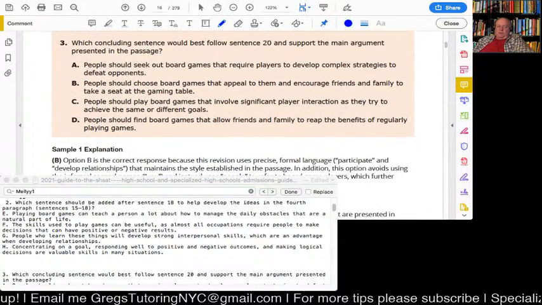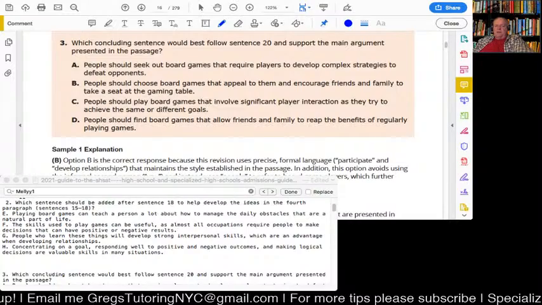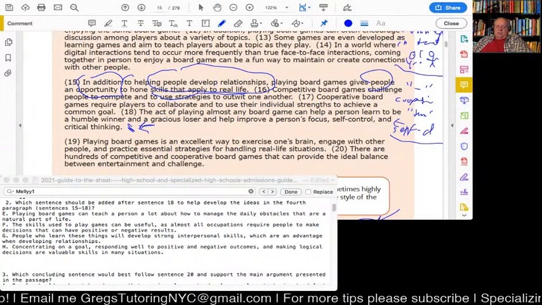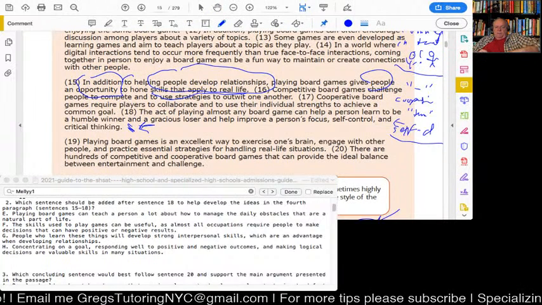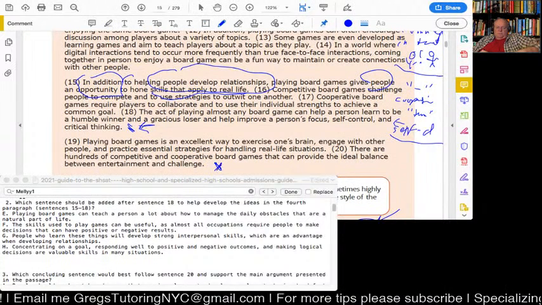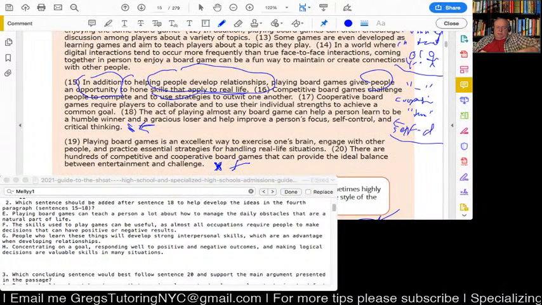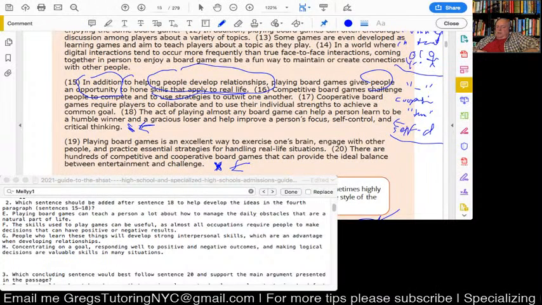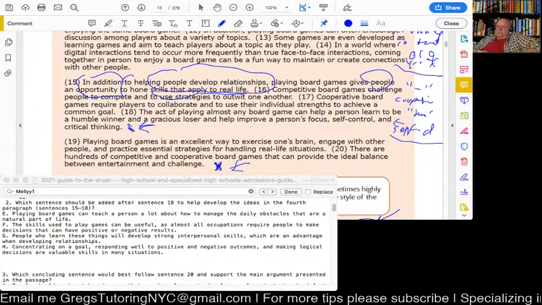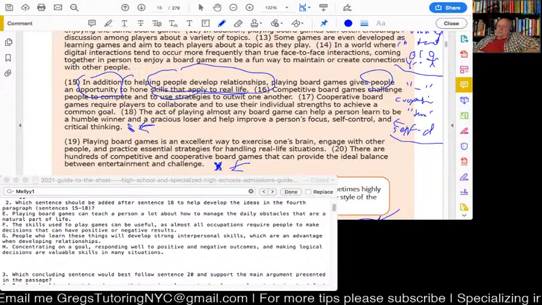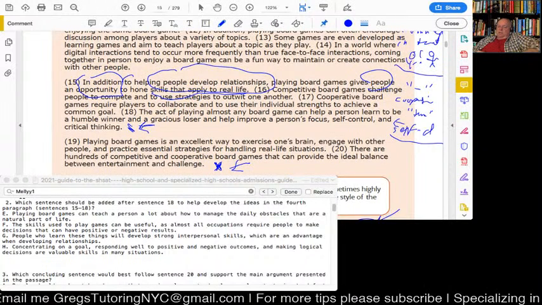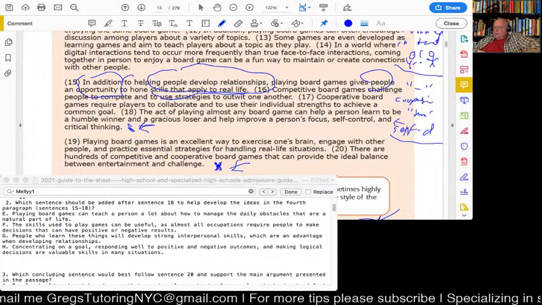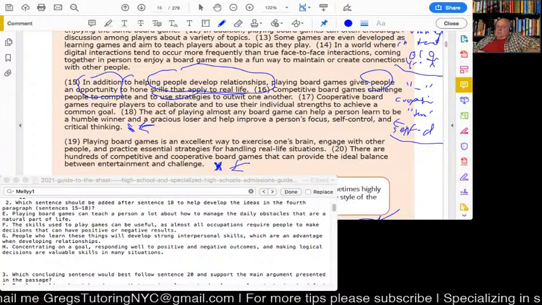Okay, 3. What concluding sentence should follow sentence 20? So where is that? So that's at the end here too. So they want to add something there as well. So this has two significant aspects to it. First of all, it's the end of this paragraph, the last paragraph. It's also the concluding sentence of the whole passage. You have to make note of that. So that it's the concluding sentence may or may not come into play. So you have to make that decision when you're looking at the choices.